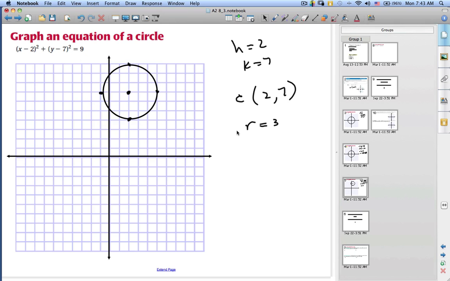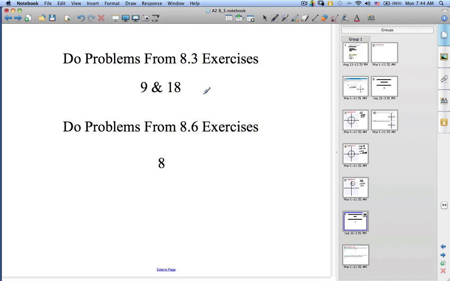And there we go. So nothing really changed. I did the same steps. I found h and k, I put them into my center, I found my radius, and I created my 4 points. So go ahead and practice that. Do problems 9 and 18 from 8.3 and problem 8 from 8.6, and then come back and we'll write some equations.